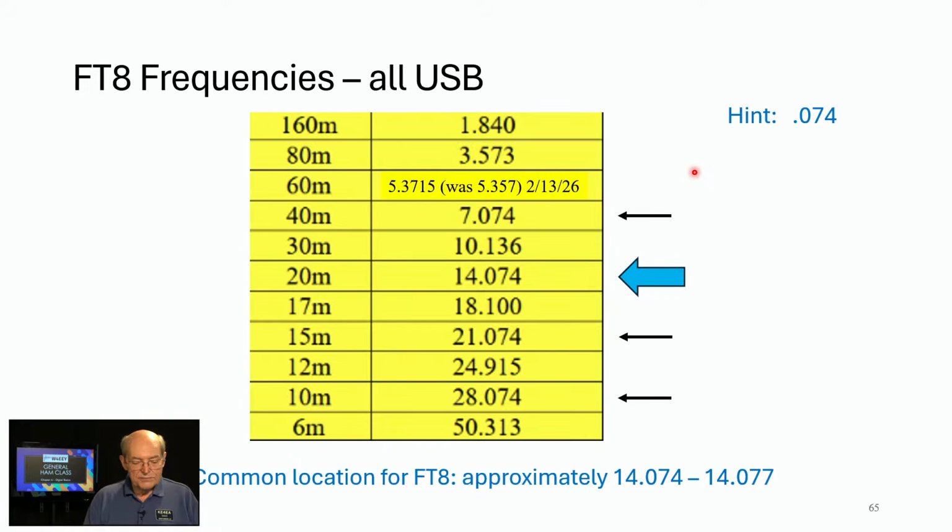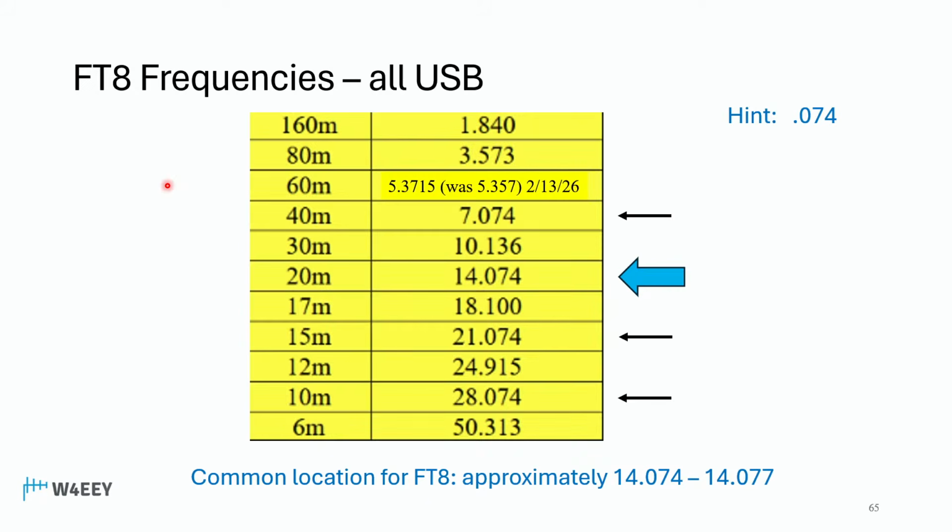Frequencies in use. For FT8, all upper sideband, regardless of the band. I shared the hint earlier, the 074. We already had that question. There was a specific question related to data frequencies for 20 meters. And that's here. And this is the question.